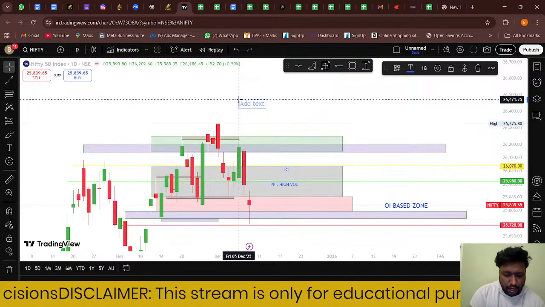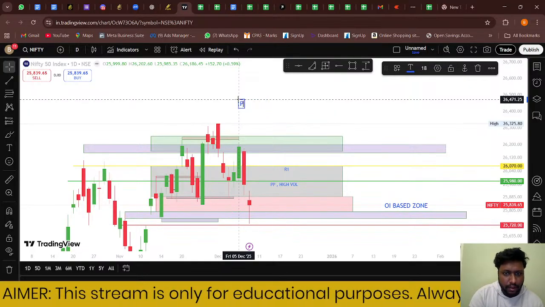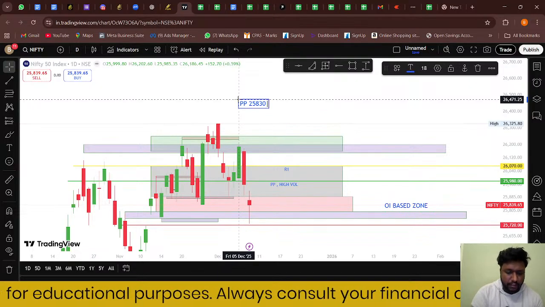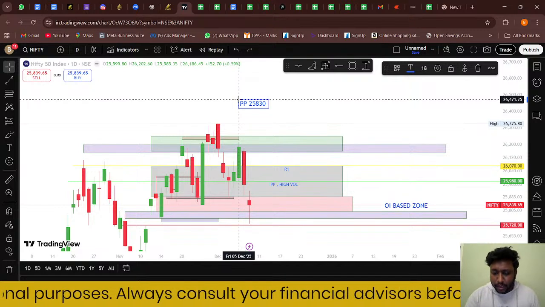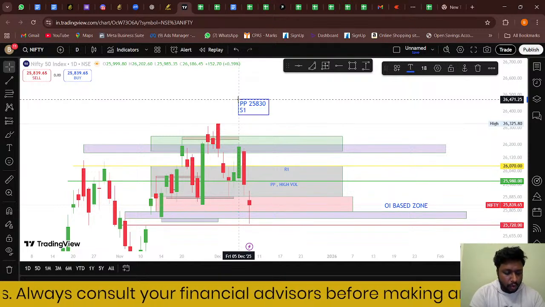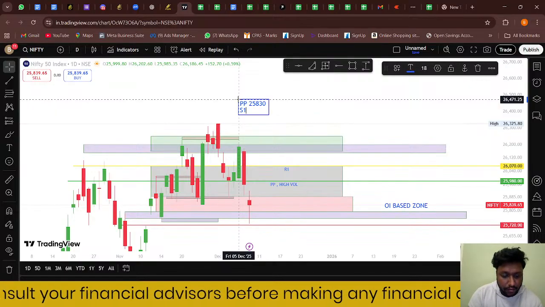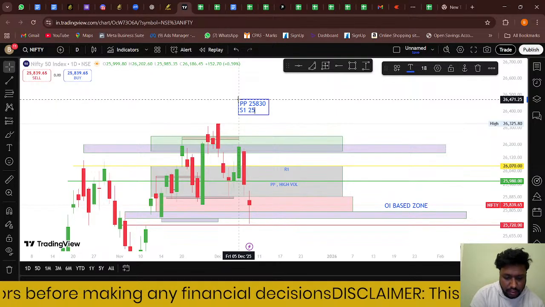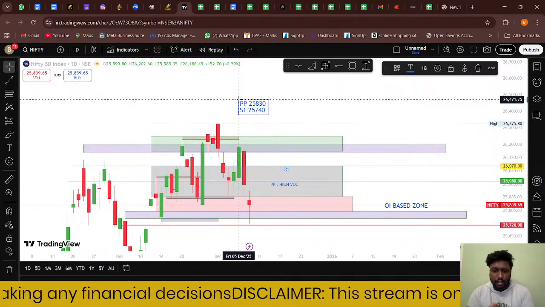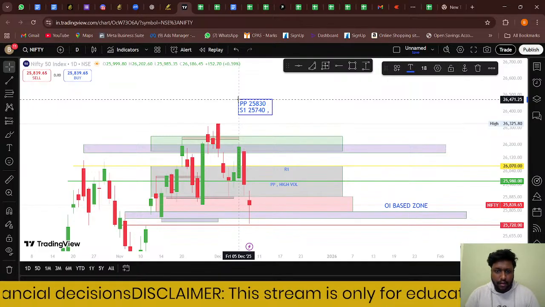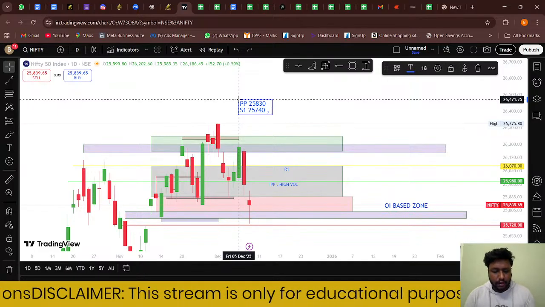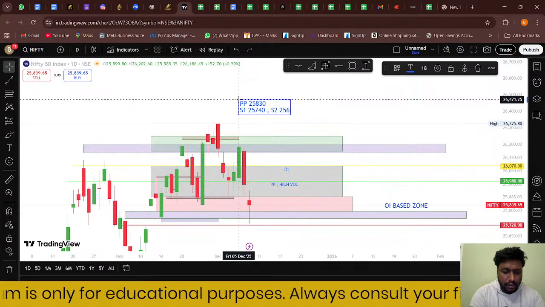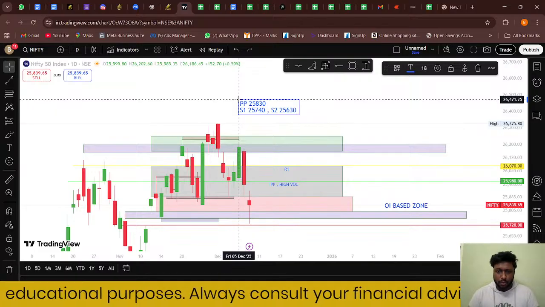So today for Nifty 50, the pivot level is 25,830. This is where the pivot line lies. With respect to this, support 1 lies at 25,740. It is actually 37 to be a precise value, but we rounded it off to 25,740. Support 2 lies at 25,630.